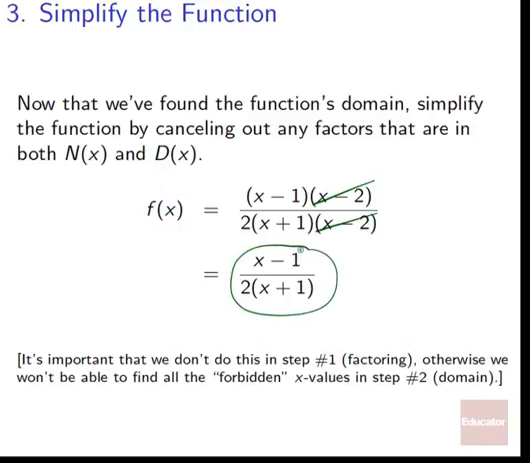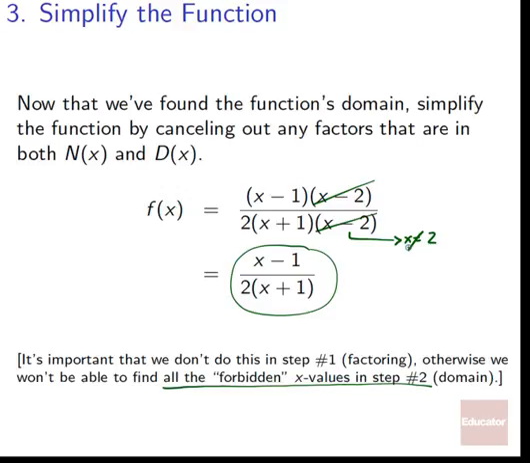It's important to note that we couldn't do this in our very first step, in our first step of factoring, because if we did that, we wouldn't be able to find all the forbidden x values, right? There is a forbidden x value at x equals 2. So that's something that we're not allowed to have from this. So the only way to find that is if we haven't already gotten rid of it.